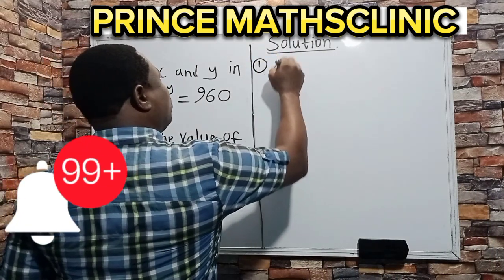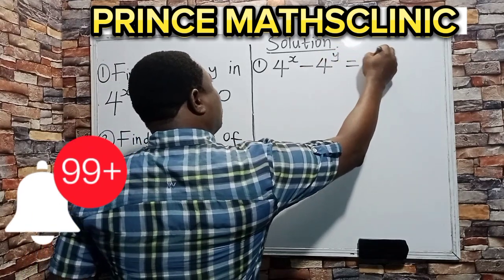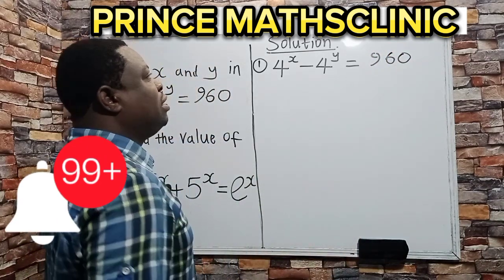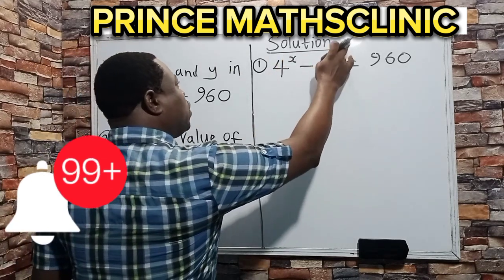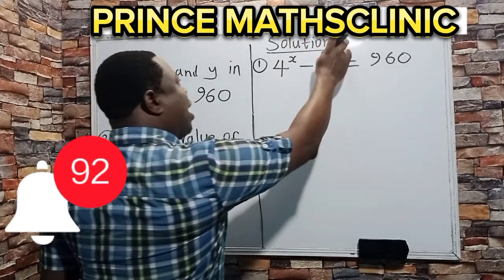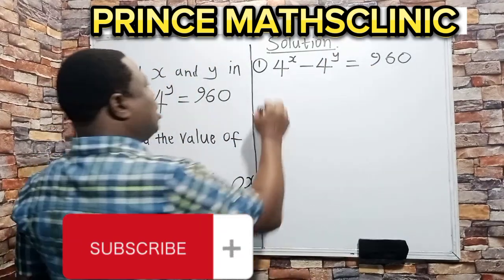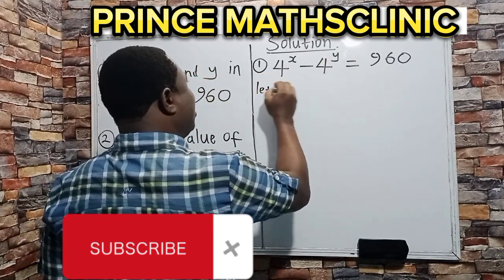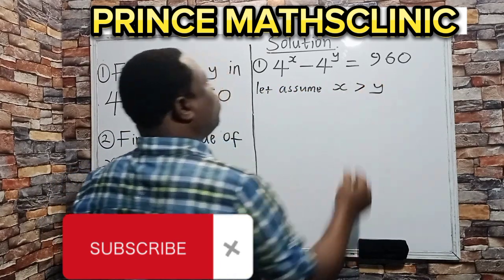we have that 4 to the power of x minus 4 to the power of y is equal to 960. Now, what do we do? For 4 to the power of x minus 4 to the power of y, they both have the same base, right? But look at the power, x and y equal to 960. So it means that x must be greater than y. So let's assume x is greater than y.